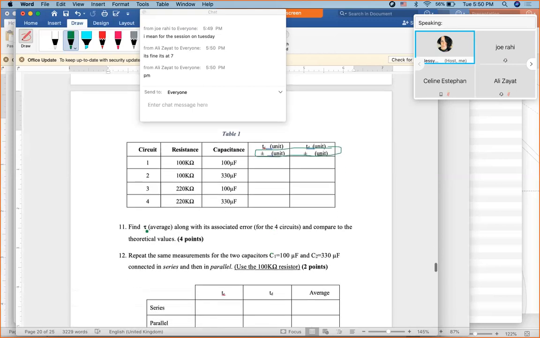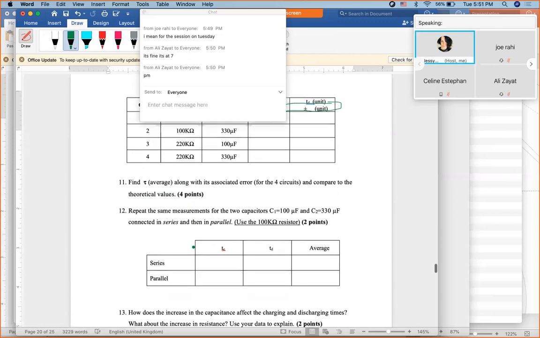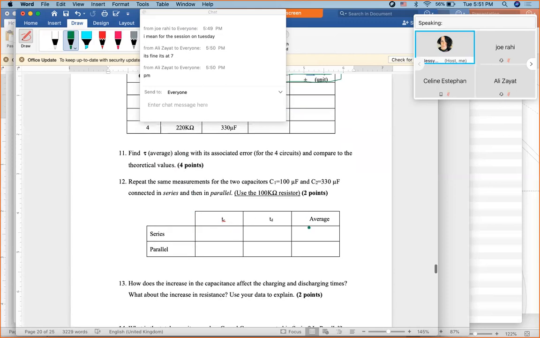And then they want you to find some tau and compare with the theoretical value. You do R times C and you compare. Alright, what's the story with the average? Here they want you to find T charging and T discharging, meaning tau. They want you to find the average. This is not average, because T of the charging means something, and T of the discharging means something else. So by average they mean find the mean or the median.